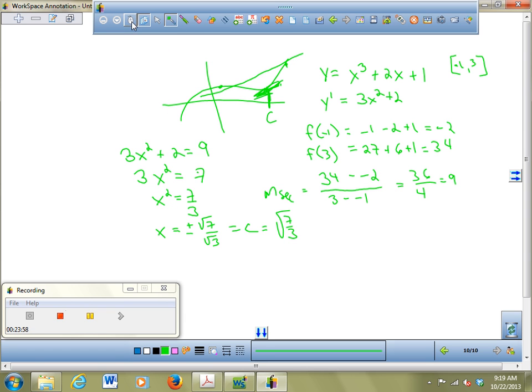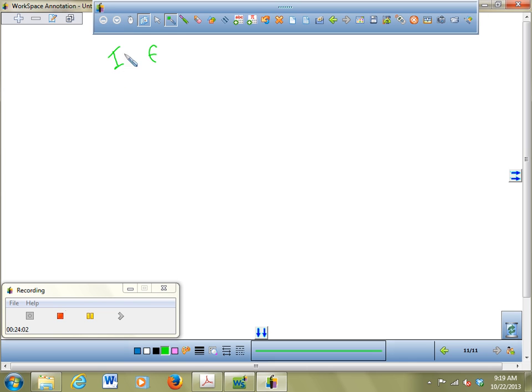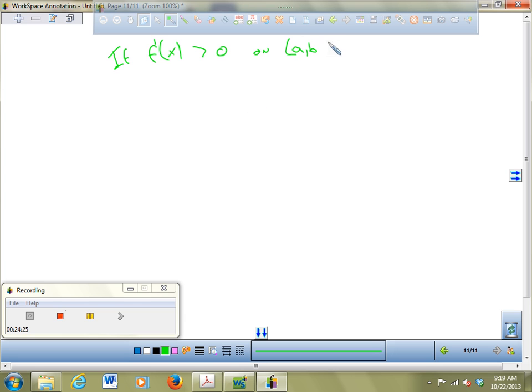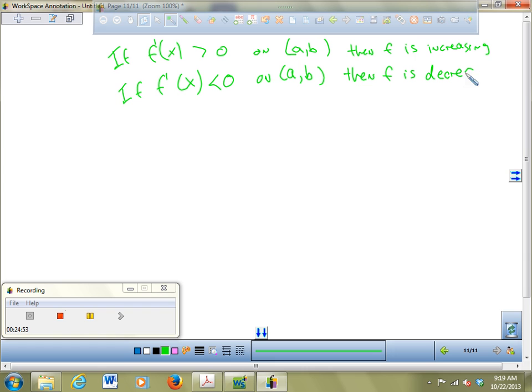Lastly, I just got to talk about one more thing. If f prime of x is greater than 0 on a open interval AB, then f is increasing on that interval. If f prime of x is less than 0 on AB, then f is decreasing. This kind of comes out of the mean value theorem. Where it comes out of, I'm not going to go into. But they will give you a problem like this.